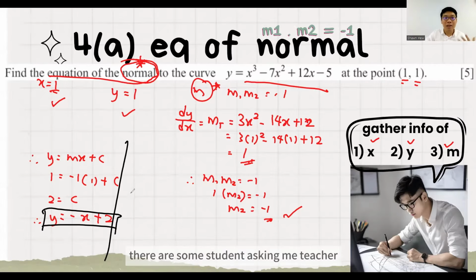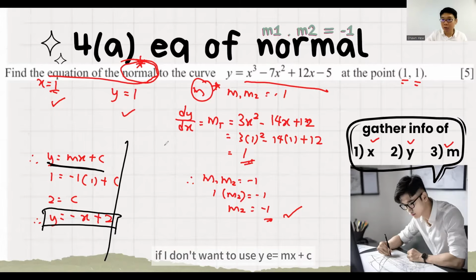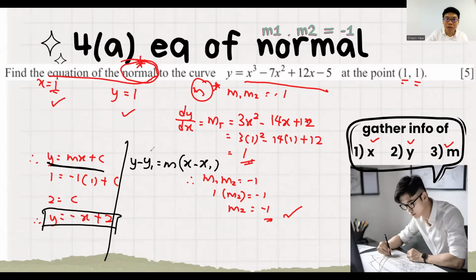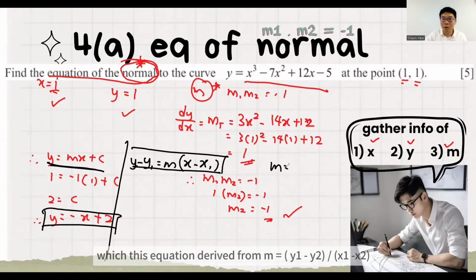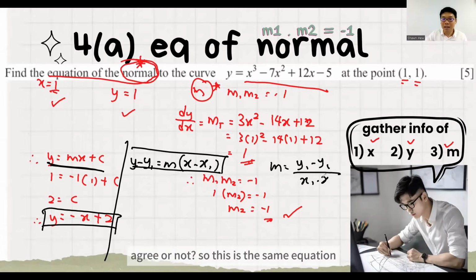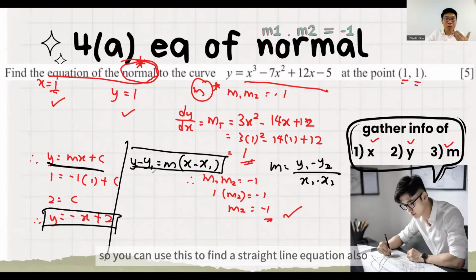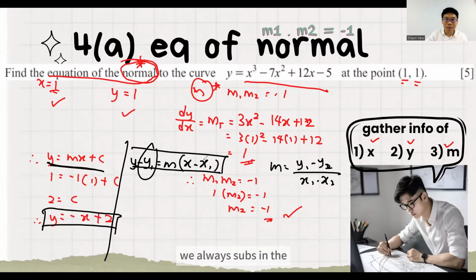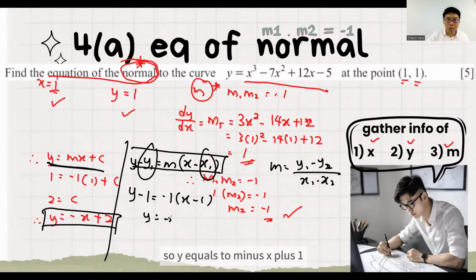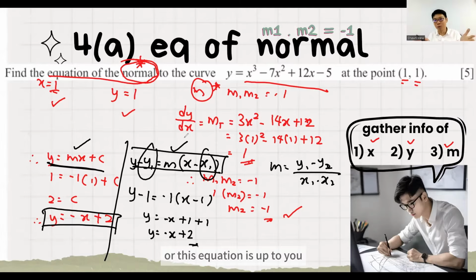There are some students asking me, teacher, can I use another formula if I don't want to use y equals mx plus c? Yes, you can use y minus y1 equals m times x minus x1. This is the equation of a straight line that we learned in maths, which is derived from m equals y minus y1 over x minus x1. Agree or not? So this is the same equation. We always substitute the x and y at the side. So y minus 1 equals minus 1 times x minus 1. So y equals minus x plus 1 plus 1, which is y equals minus x plus 2. You get exactly the same answer. So you can use this equation or this equation, it is up to you.